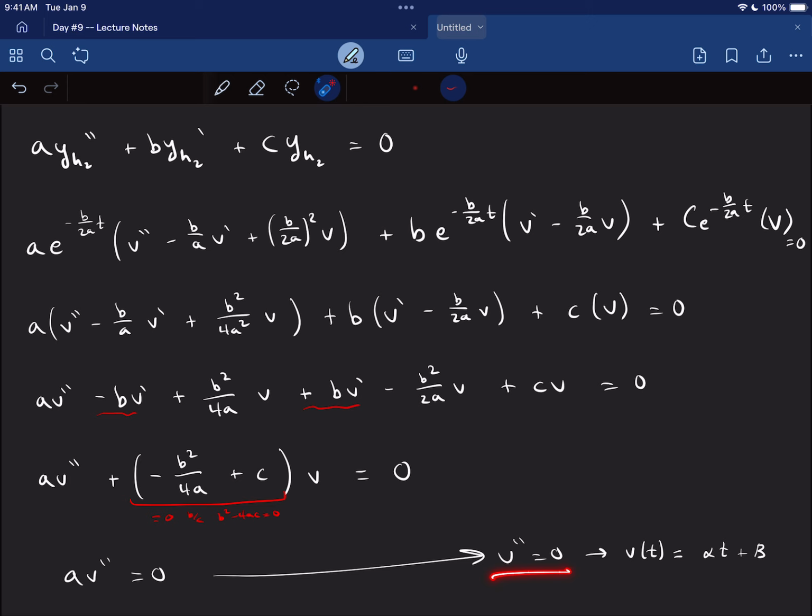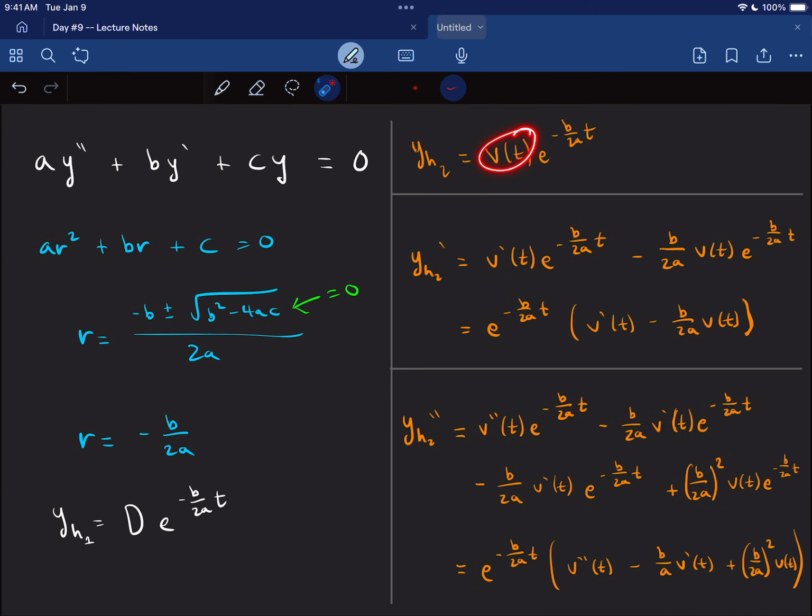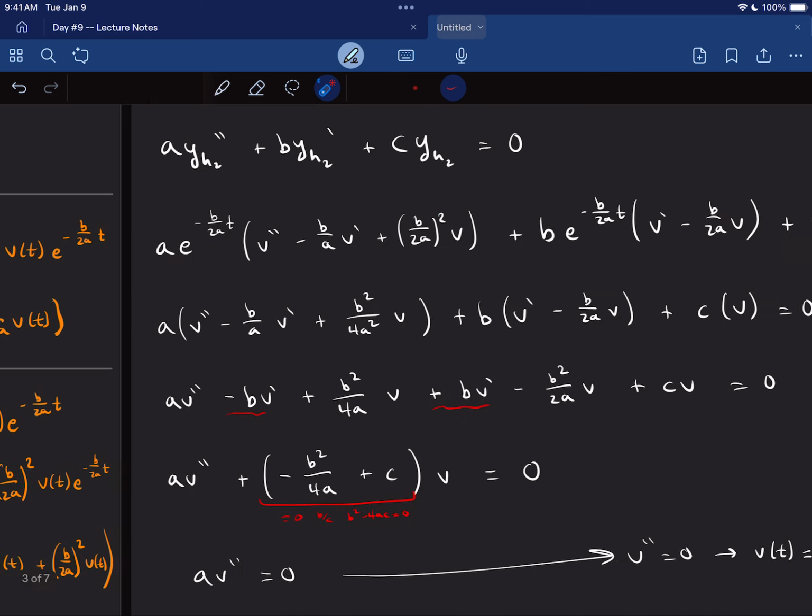A v double prime equal to 0 corresponds to v double prime equal to 0. And this has a really neat solution. I like to explain this graphically. What function has no concavity to it? A line. So v of t is just, I wrote alpha t plus b. You can use other letters if you want, but v of t is a line. Let that sink in. That's really cool. v of t is a line. I just found v of t. So right here, boom, put alpha t plus b in there, and we have our second answer.